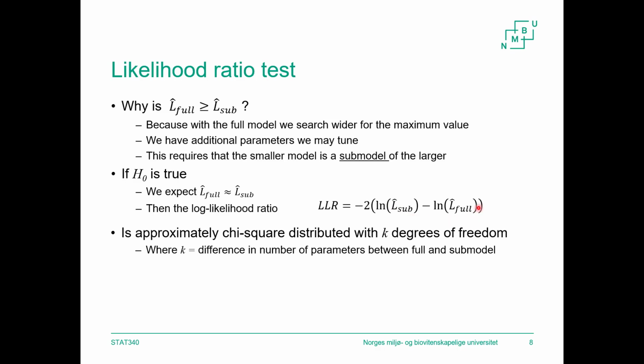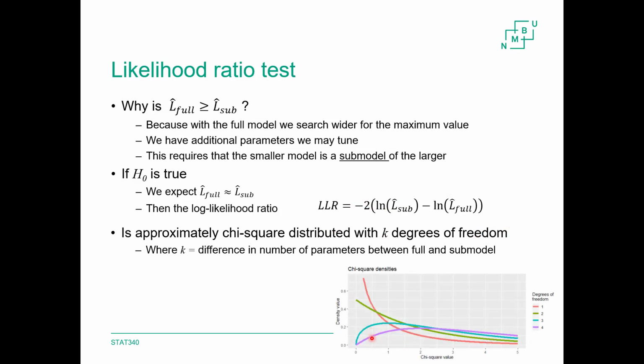So if this is the full model and this one is sort of one parameter less, then we expect this quantity here to be chi-square distributed with 1 degree of freedom. If this is 2 parameters less, then this is chi-squared with 2 degrees of freedom, right? If this is 3 parameters less, this is chi-squared with 3 degrees of freedom. And what does it mean?